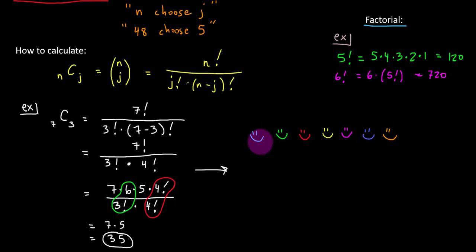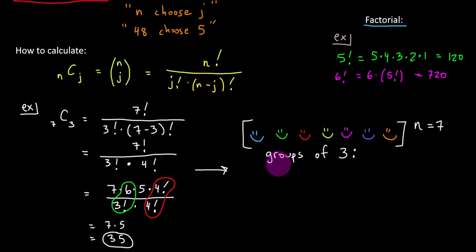Okay, I've got 7 faces representing 7 different individuals: 1, 2, 3, 4, 5, 6, 7. Here we've got a larger group of 7 individuals. And basically what we want to think about is how many unique groups of 3 are possible.